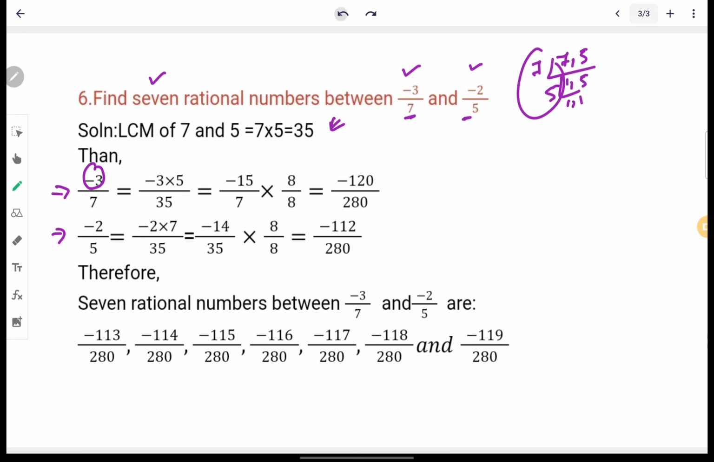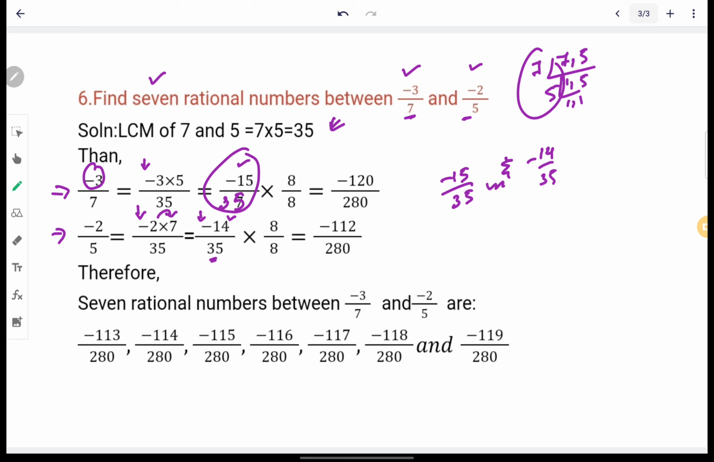So you can see what it is. Minus is already here, so 3 5s are 15, I'm going to get minus 15, right? And then this will be 35. All right, this is 35. Once again, minus is already here, so the answer will be in minus. Then 2 7s are 14, and then by 35. So when you look at the two rational numbers that we got here, one is minus 15 by 35, and the other is minus 14 by 35.